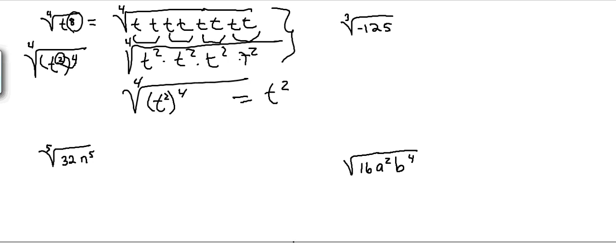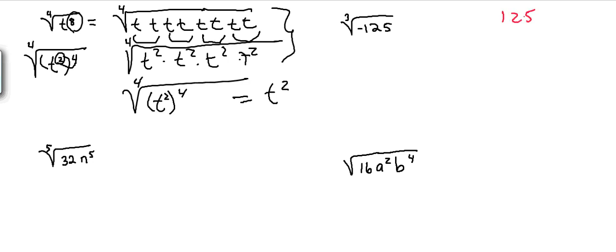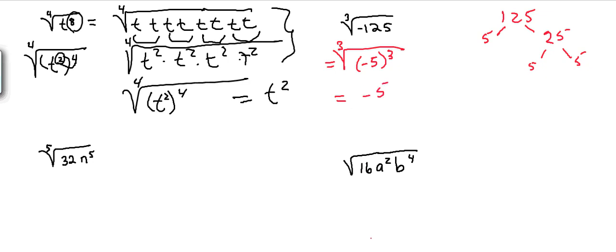Here I have the cube root of negative 125. Now, you may know what the cube root of 125 is, but I'm going to factor tree this, assuming that I don't know. And I end up with 5, 5, and 5. So the cube root of negative 5 cubed is equal to negative 5, since negative 5 cubed is negative 125. So the cube root of anything raised to the third power is going to be that number.